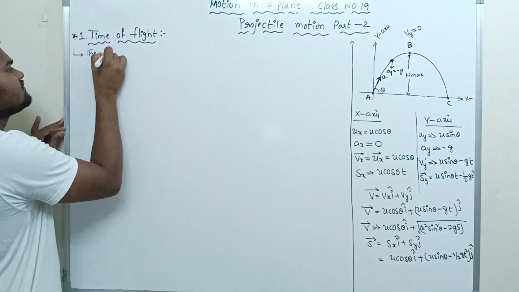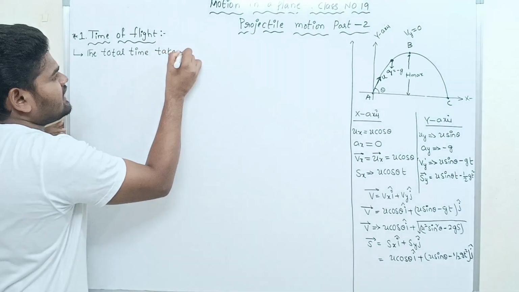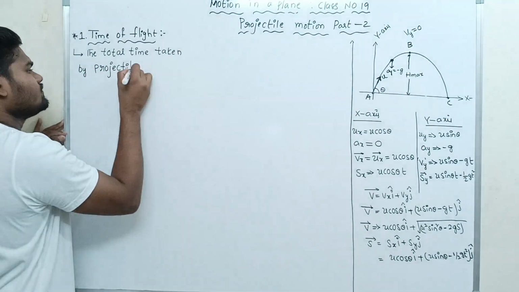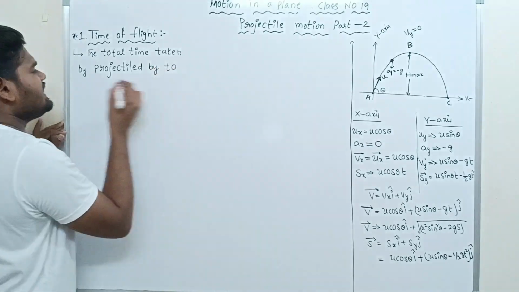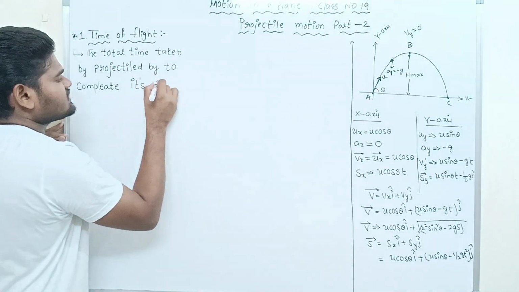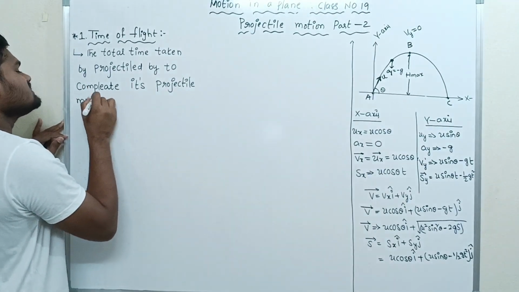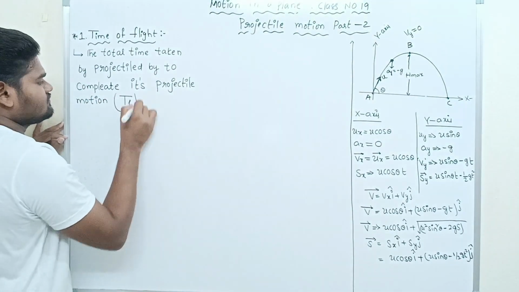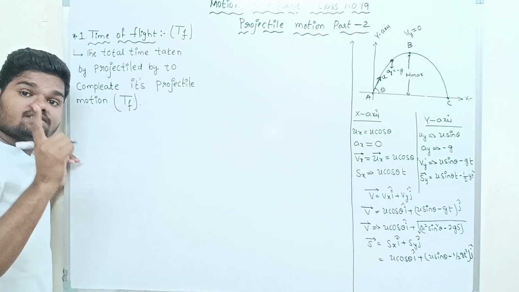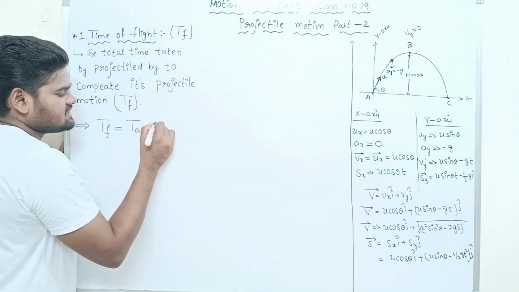So the meaning of time of flight: the total time taken by a projectile body to complete its projectile motion is called the time of flight. Okay, so time of flight can be denoted by TF. Time of flight is nothing but the sum of time of ascent plus time of descent.